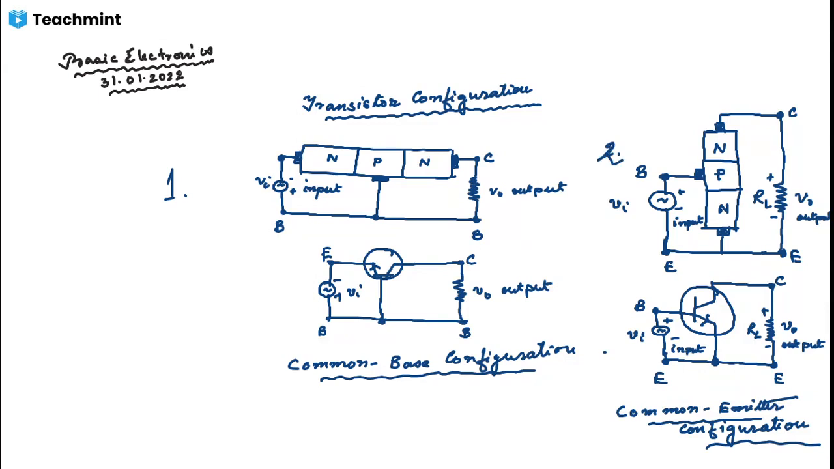Another configuration, number 3, is our common collector configuration. So let us draw that circuit. This circuit must be learned by heart by everybody. Every time you have to draw these circuits. So this is N, this is P, this is N.